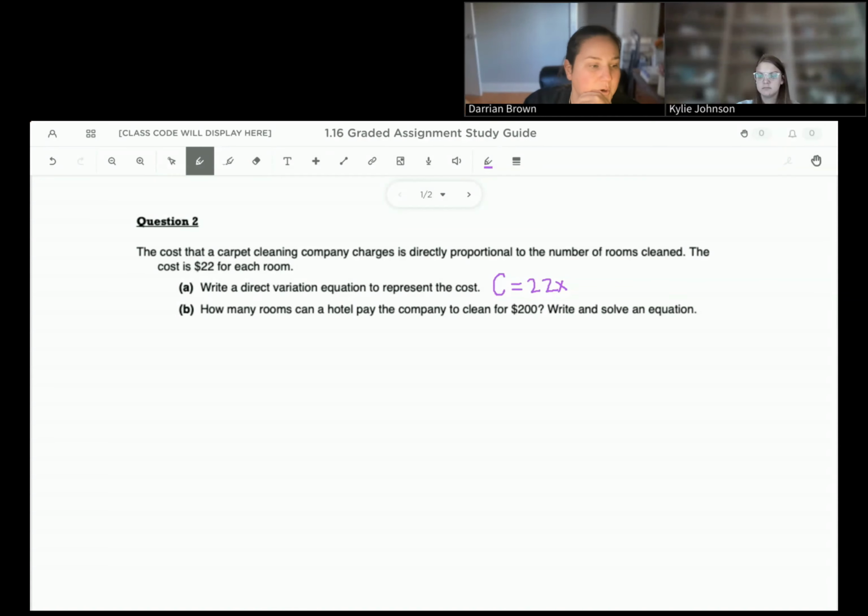Marvin, I actually do agree. It does make more sense to use R, but you can use whatever you'd like. Good, Zayden. Yep, that's 1 ratio. So we've got 200, which is the amount of money they have on this side, over 22, which is how much it costs per room. And we need to set that equal to what?